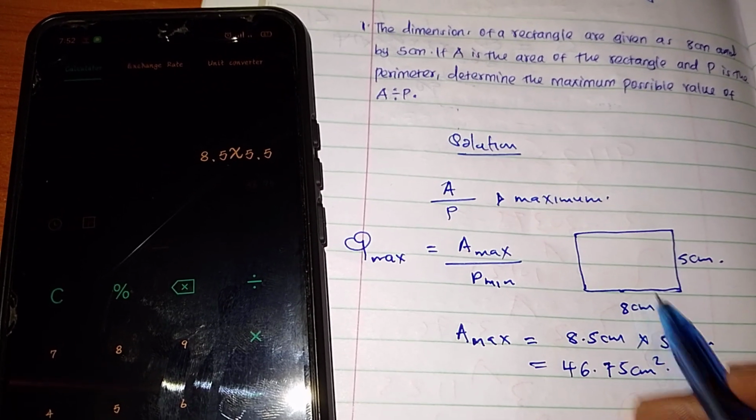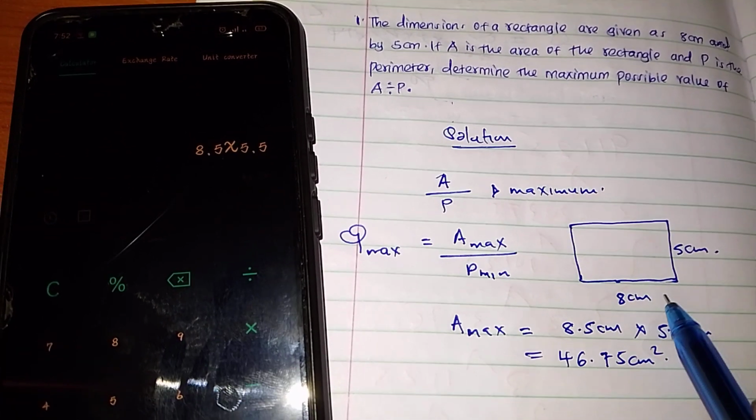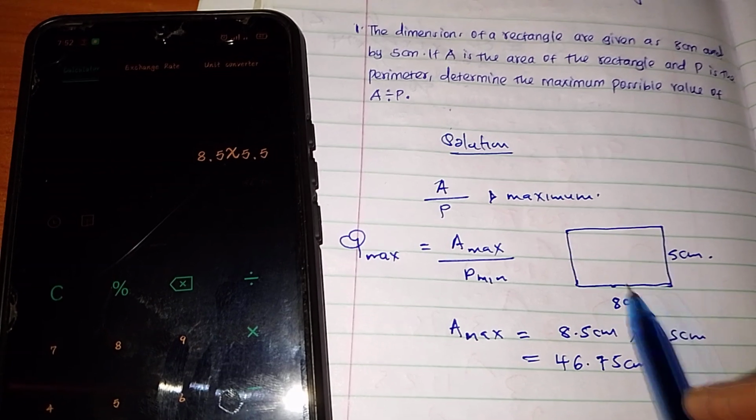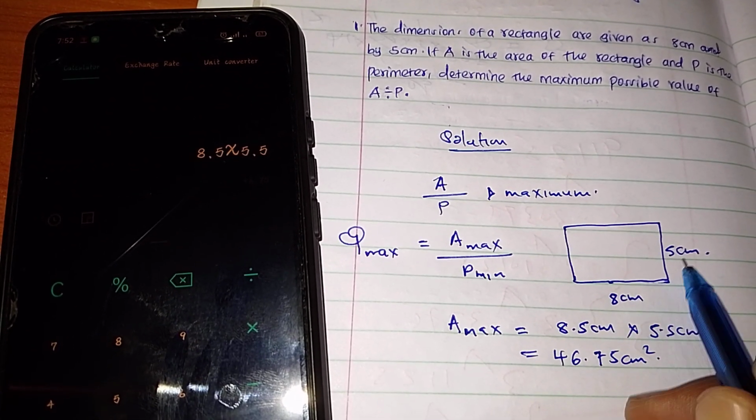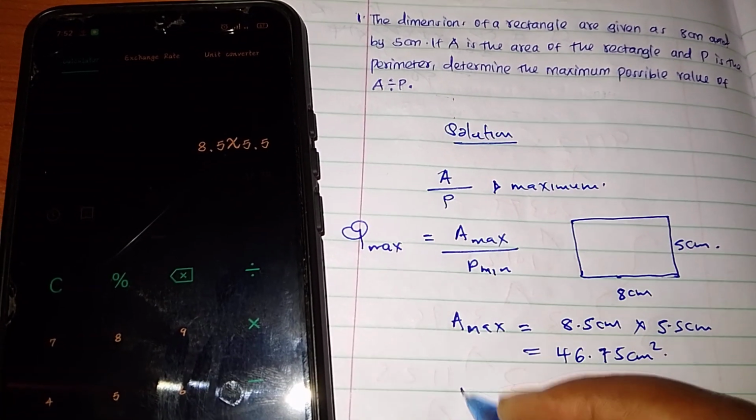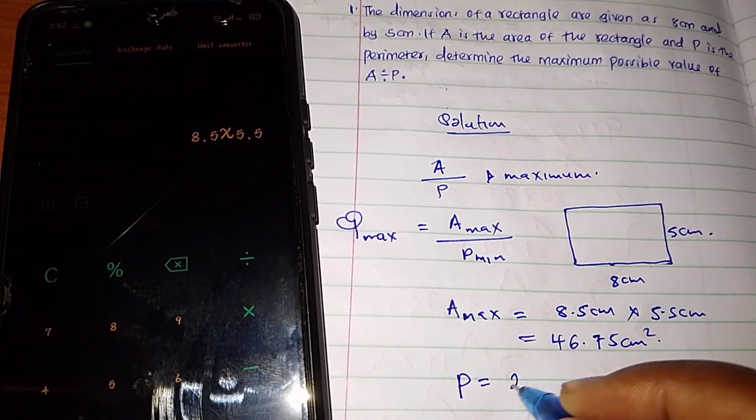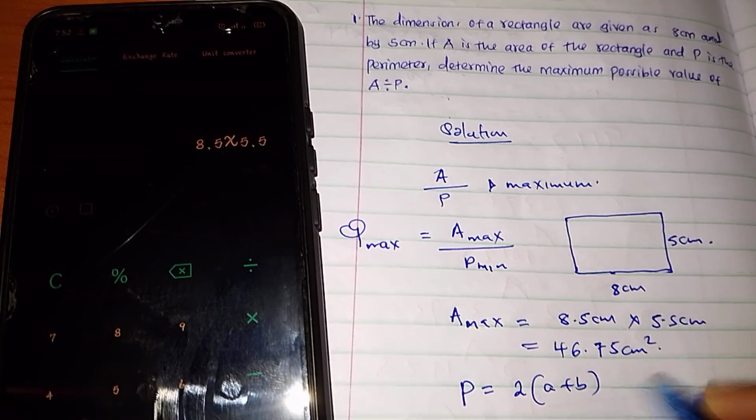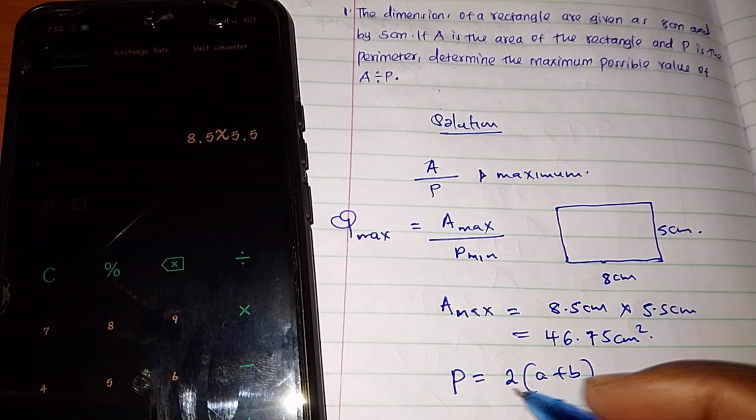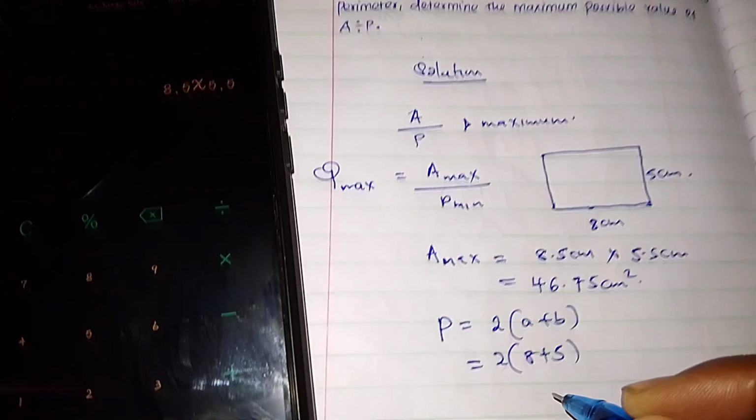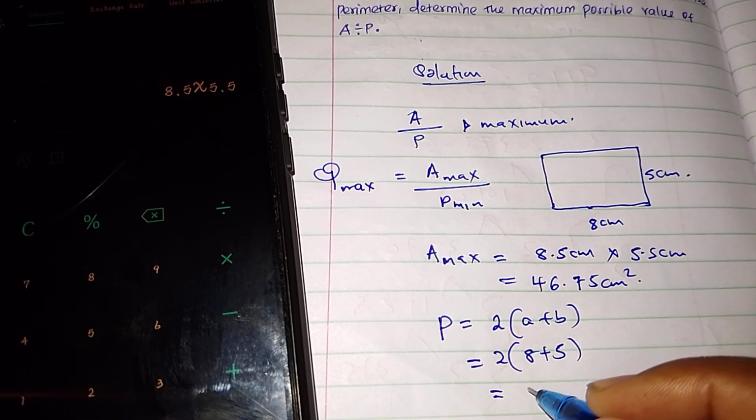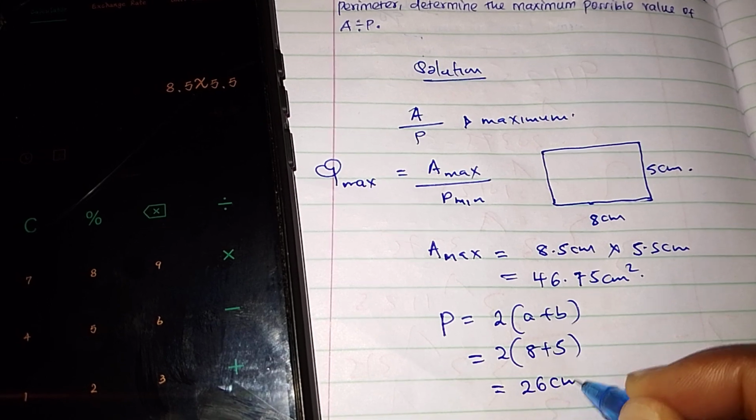So now perimeter, we know there are two ways of getting the maximum perimeter and minimum perimeter. One way is to make sure that these ones are maximum. We know the formula for the perimeter is equal to 2 into bracket A plus B. So again, the actual perimeter will be equal to 2 into bracket 8 plus 5, and that is going to be equal to 26 centimeters.